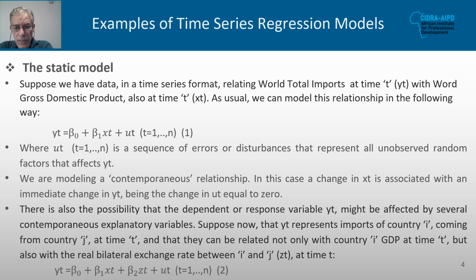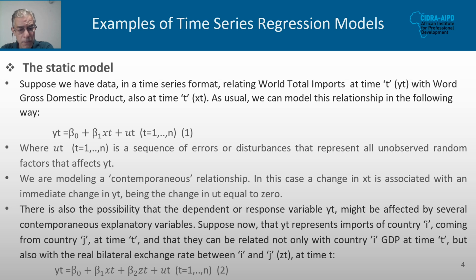As usual, we can model this relationship in the following way that you can observe in equation 1, where remember that u sub t is a sequence of errors or disturbances that represent all unobserved random factors that can affect y sub t. In this case, we are modeling a contemporaneous relationship, and a change in x sub t is associated with an immediate change in y sub t, with the change in u sub t equal to 0.